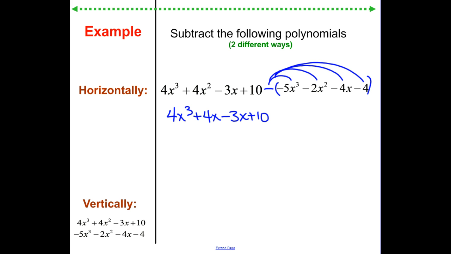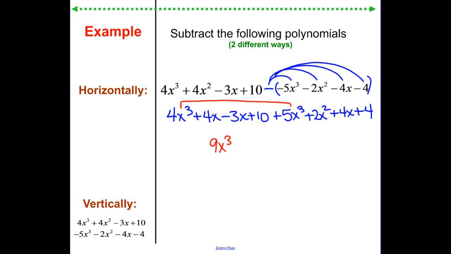And then my second polynomial, I'm going to make all of them opposite. So it's going to become plus 5x cubed plus 2x cubed plus 4x plus 4. Now again, we're going to combine each of our like terms together. So I'm going to put my 4x cubed with my 5x cubed, and I'm going to add those because they're both positive, which is going to become 9x cubed.